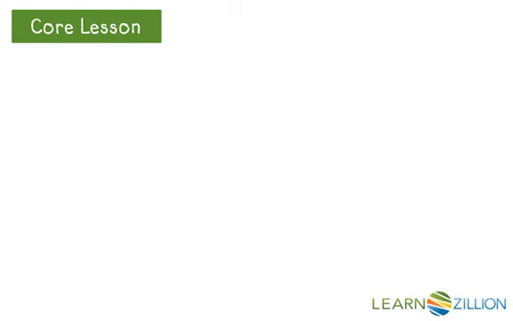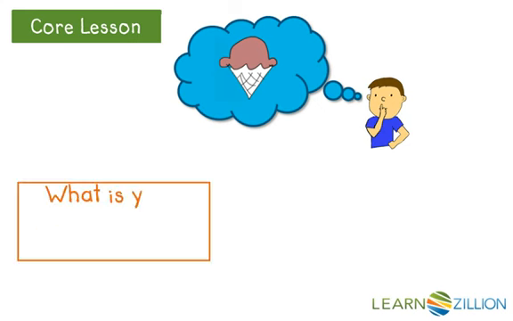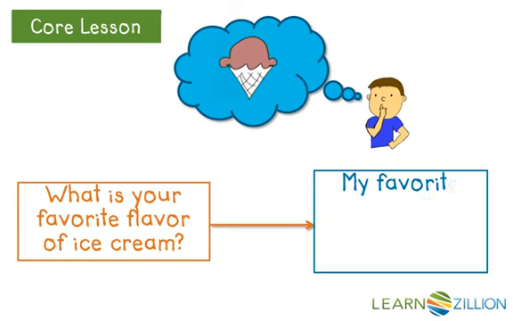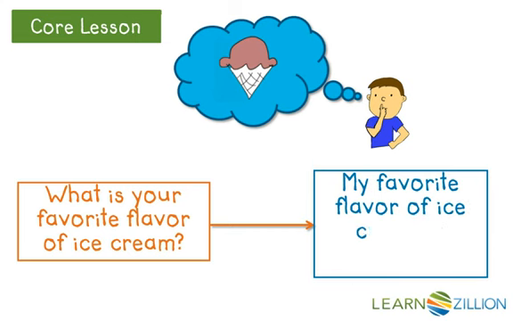Now let's turn a question into a fill-in-the-blank sentence. Think about your favorite flavor of ice cream. The question is, what is your favorite flavor of ice cream? You might say, my favorite flavor of ice cream is chocolate. But remember, we're trying to make a fill-in-the-blank sentence. Put a blank space instead of saying your favorite flavor. My favorite flavor of ice cream is blank. You just made a fill-in-the-blank sentence.